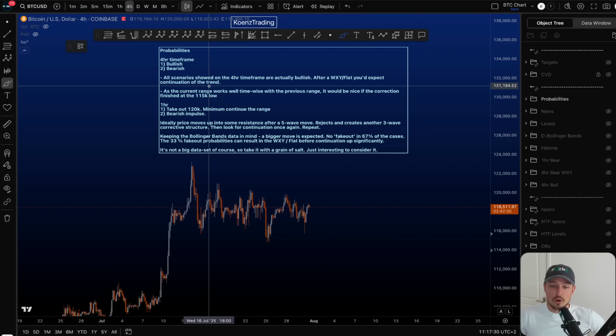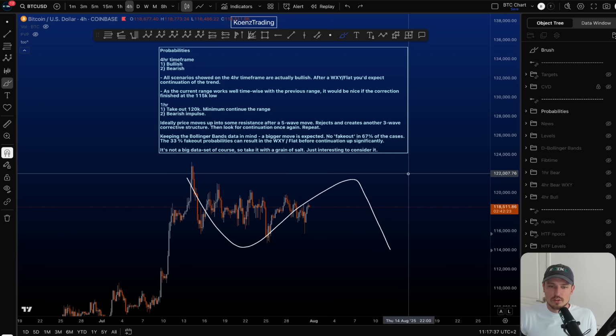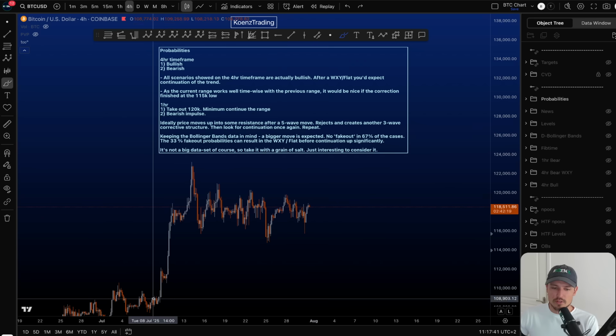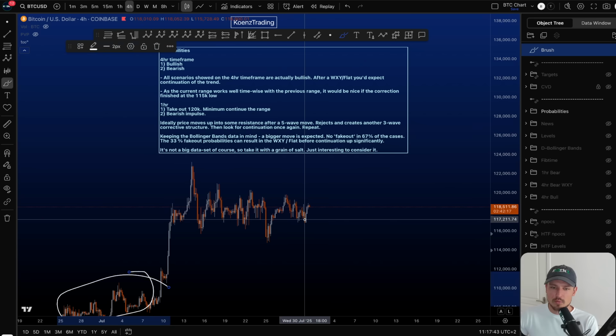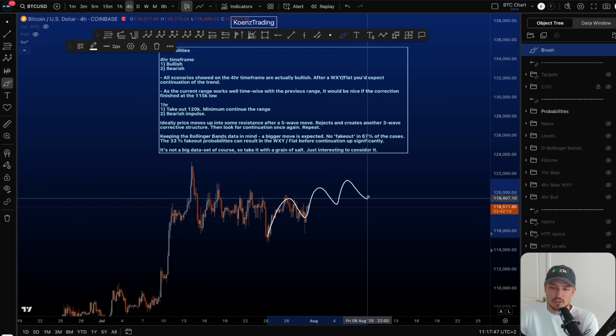Now, all scenarios shown in this video on the 4-hour time frame are actually bullish. Even if you continue the range, eventually you expect price to continue towards the upside. Now, as the current range works well time-wise with the previous range, the one at 107 here, it would be nice if the correction finished at 115, of course, which is what you want in the bullish scenario.